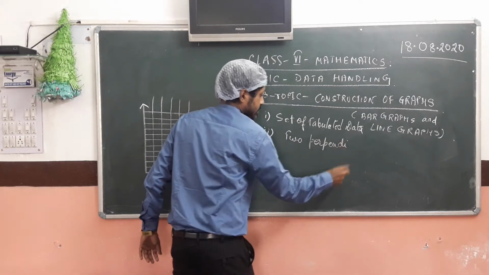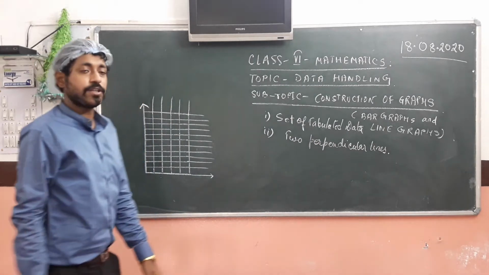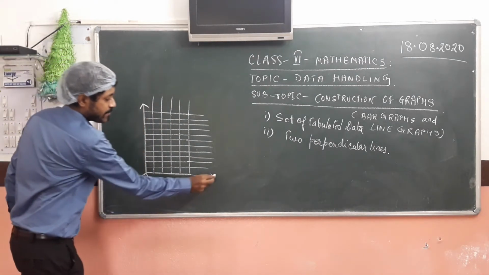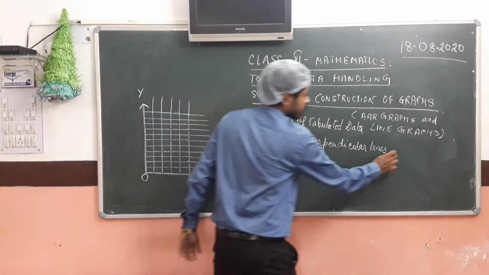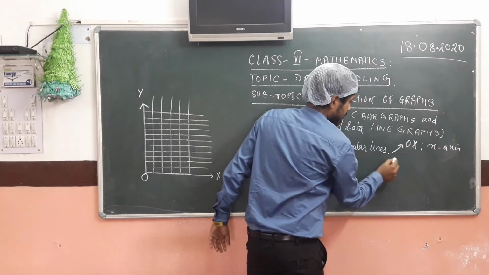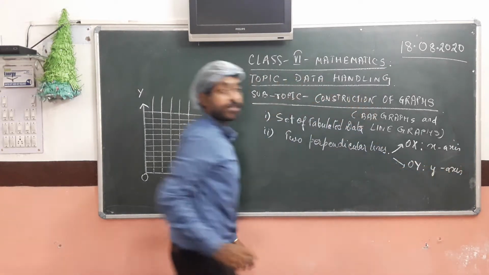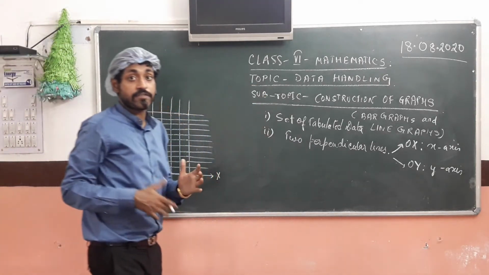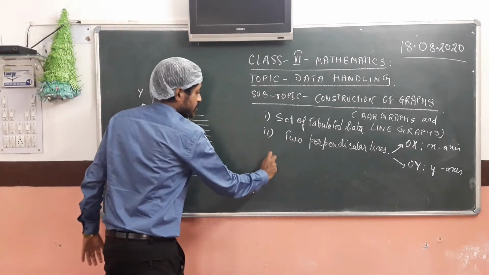We already have that. Number two, we need two perpendicular lines. For the sake of you, I have drawn two perpendicular lines. I am naming them OX and OY as you should name them, where OX is called the x-axis and OY is called the y-axis. These are very important to remember because this is what will form data handling till class 10 or even for higher classes.